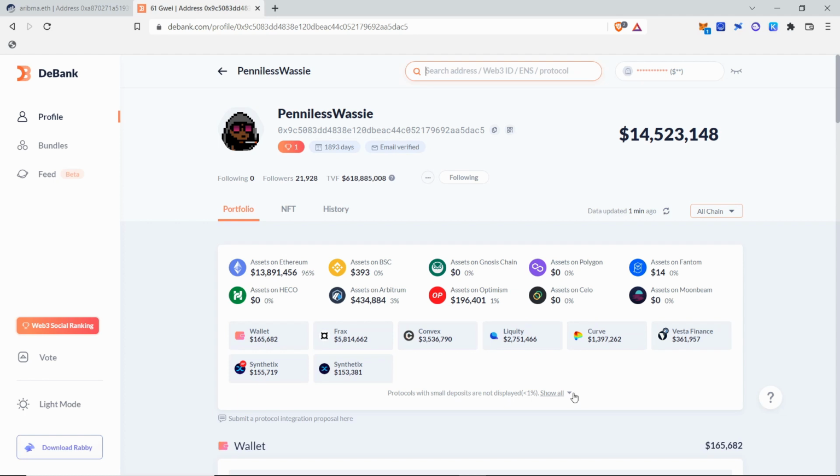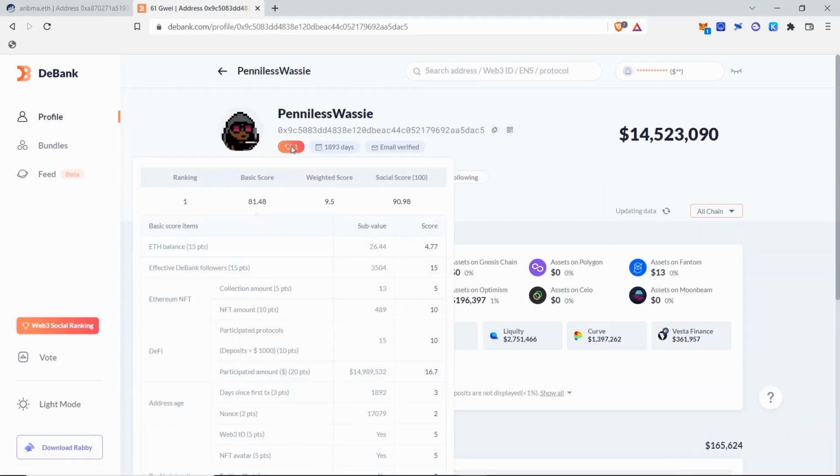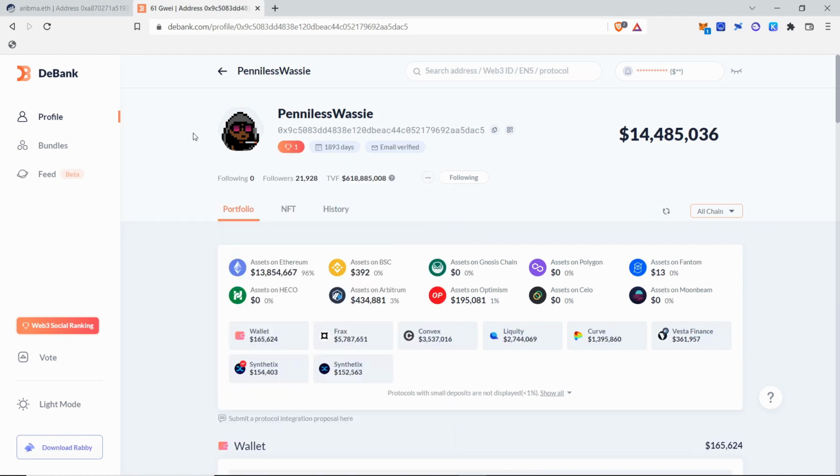Debank also ranks wallets based on the number of followers it has and how much their followers are worth. But essentially, it's a really cool way to identify wallets that have a following and are more legit than others.